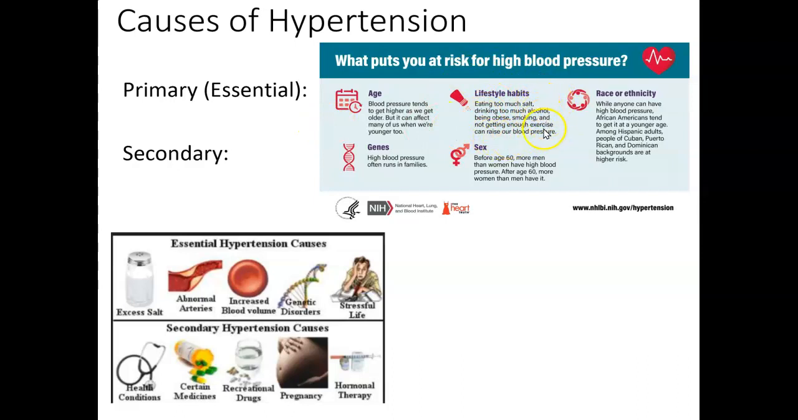What we eat, what we drink, smoking, not exercising, all of these are things that can raise our blood pressure. There is a link with your race or ethnicity. It does tend to run higher in African Americans as well as Hispanic adults.